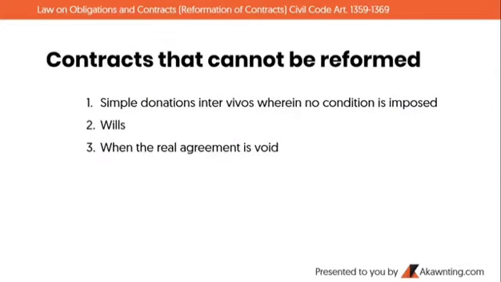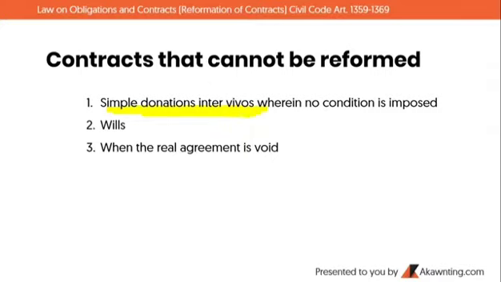Okay, so next topic, contracts that cannot be reformed. Okay, so may mga exemptions pa rin ang reformation. May mga certain contracts na hindi pwedeng ma-reform, such as number 1, simple donation inter vivos wherein no condition is imposed. Pag sinabi nating donation inter vivos, this is a donation made during the lifetime of a person. So pag nag-donate ako, that is what you call donation inter vivos. So ayan, paano naman kung hindi during the lifetime? Madodonate yun after death, or upon death, okay? So, that's what we call donation mortis causa.